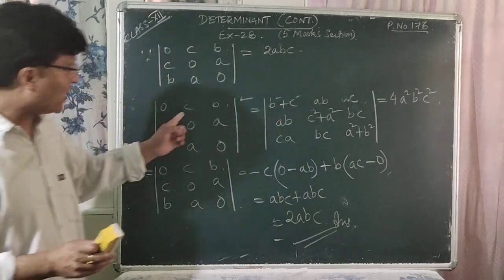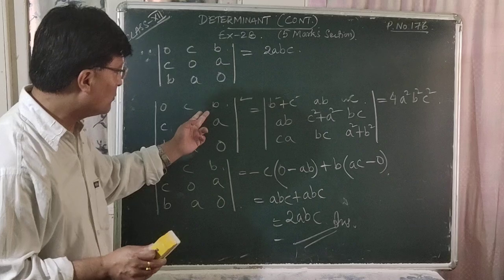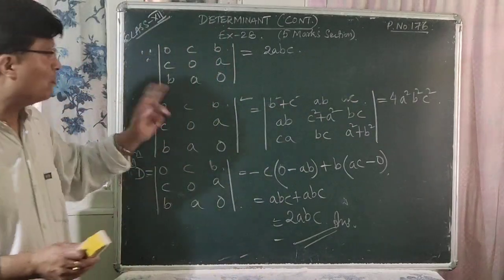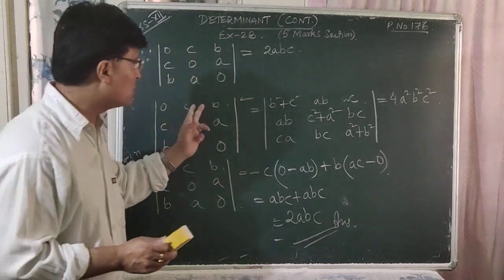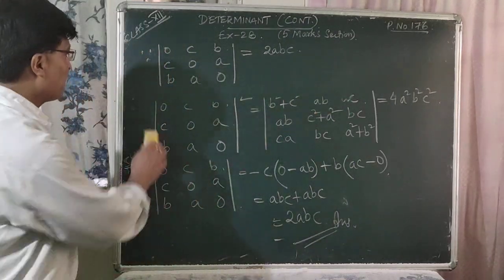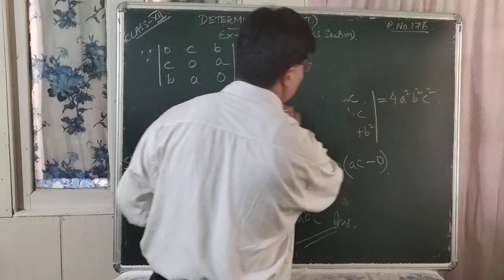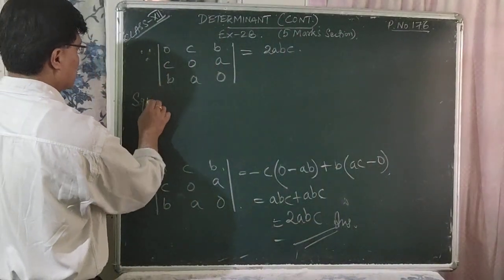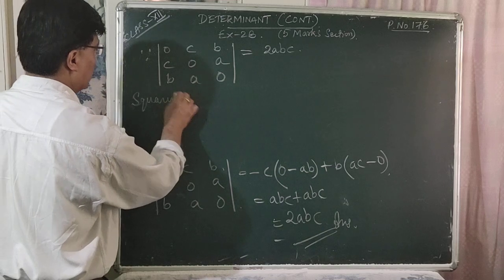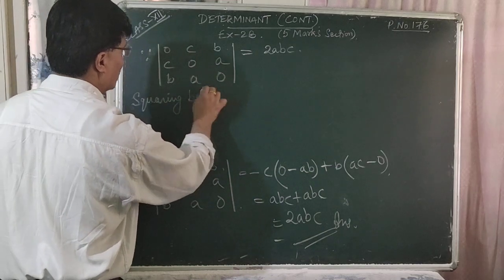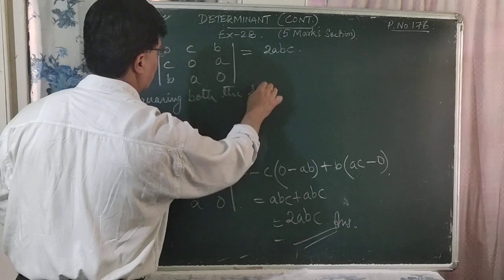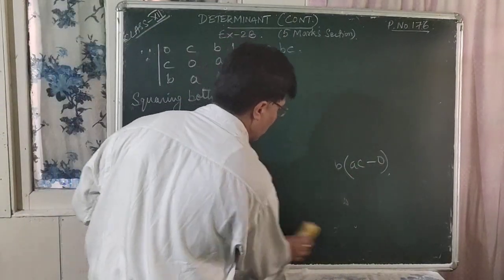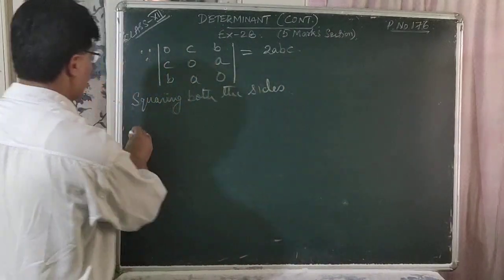But in this case, from here we can easily prove this first is equal to third by squaring both the sides, isn't it? By squaring both the sides we can prove this first is equal to third, right? So let us prove it now. First is equal to third first. Now write down, squaring both the sides. So what do we get squaring both the sides?